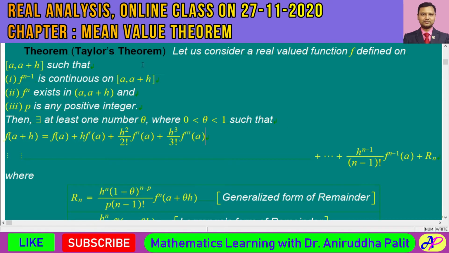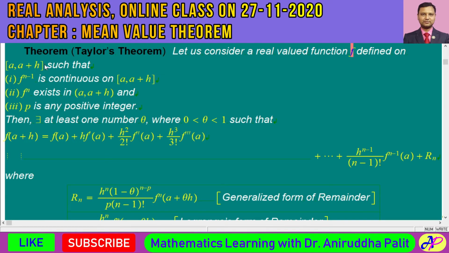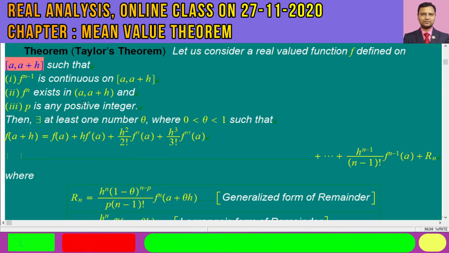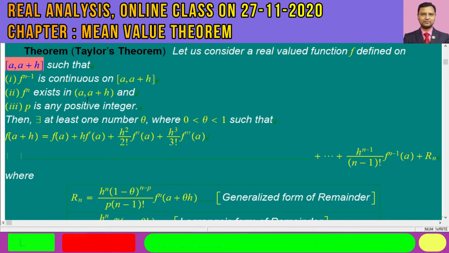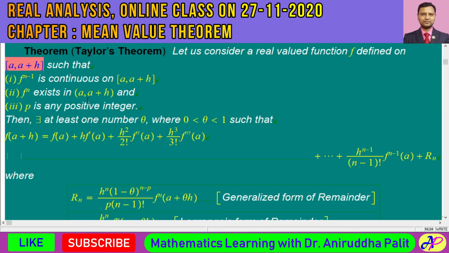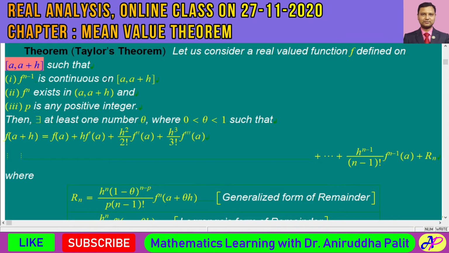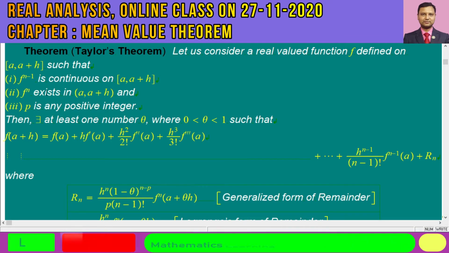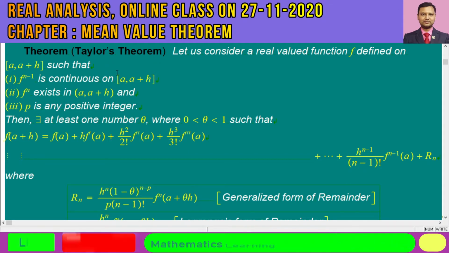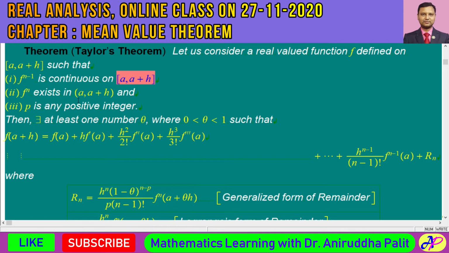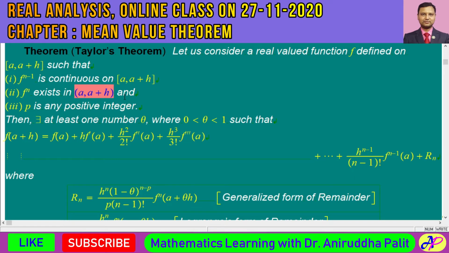Okay, so what does it say? We have a function f in the interval [a, a+h]. If you recall the previous results, in Rolle's theorem and the mean value theorems, particularly Lagrange's form and Cauchy's form, we had two conditions. One condition was that the function f is continuous in the closed interval [a, a+h], and its derivative exists in the open interval (a, a+h).